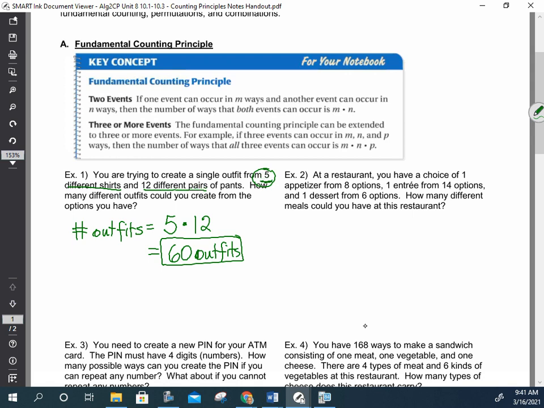Fundamental counting is also known as basic counting. So again, stop me if I'm either A, going too fast, or B, something doesn't click. I don't care if you ask me a question. That's what I get paid for today.